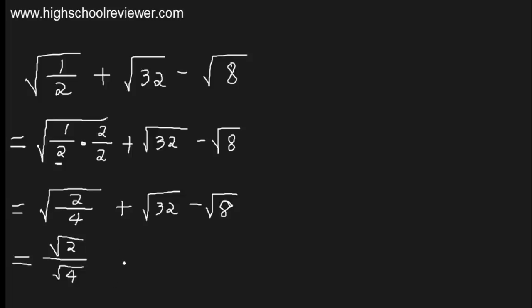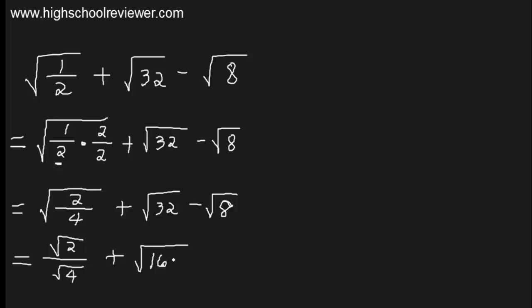Okay, so plus square root of 32. So we will factor out 32 with two factors wherein one is positive 2. So all we have to do is divide 32 by 2. So 32 divided by 2, this will give us 16.